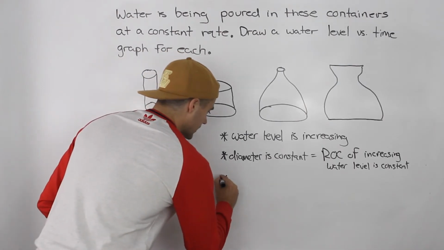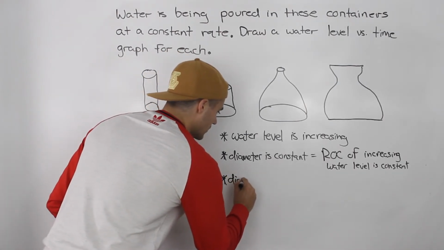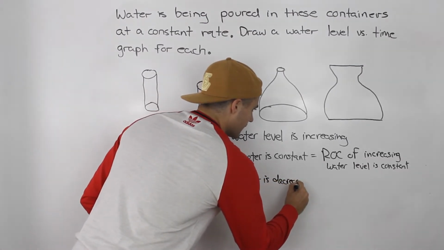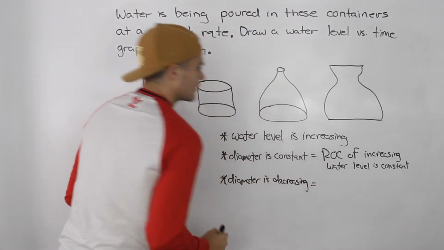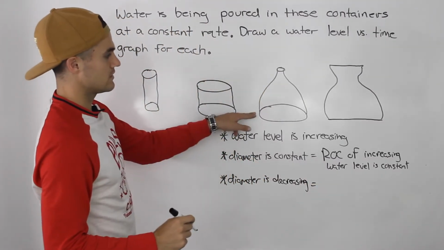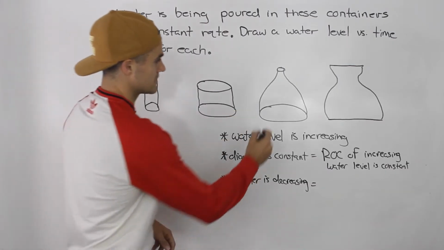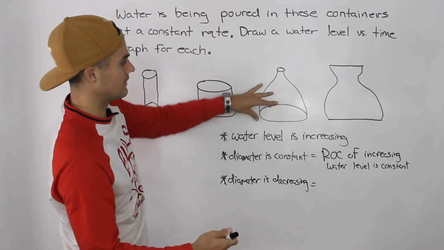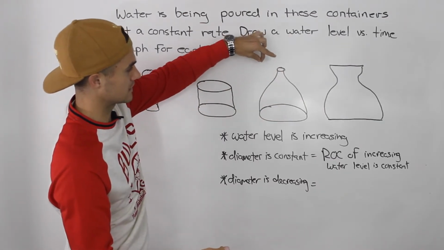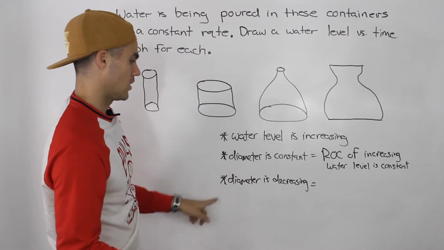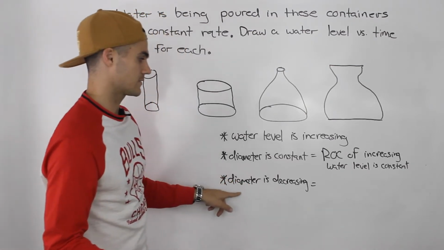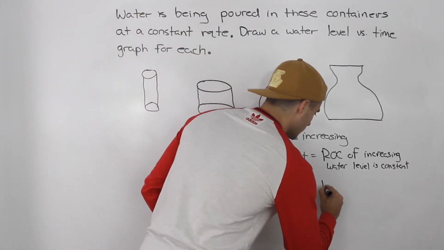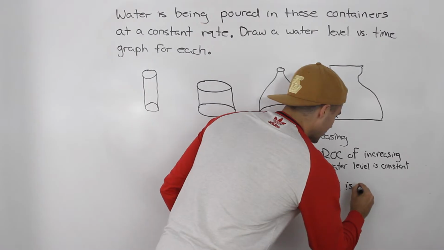Now, what about a case where the diameter is decreasing? What does that mean? Well, this here is a good example. Notice how the diameter is very large at the bottom of the container, and then the diameter is decreasing as we move up the container. Well, if the diameter is decreasing, the rate of change of increasing water level is increasing.